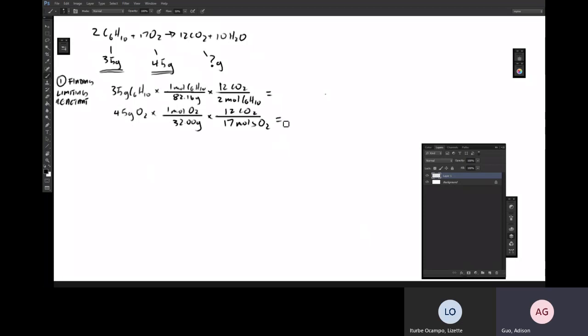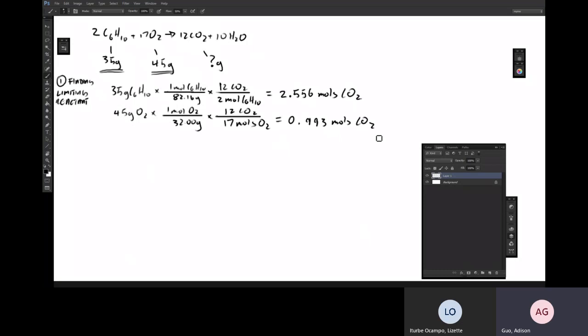So just bear with me as I do this math. 82.16 times 12, okay. So this one, yeah, we'll stick with that. So that one comes out to be that, and for the other one, do the times 12 divided by 17. Okay. All right. 0.992.